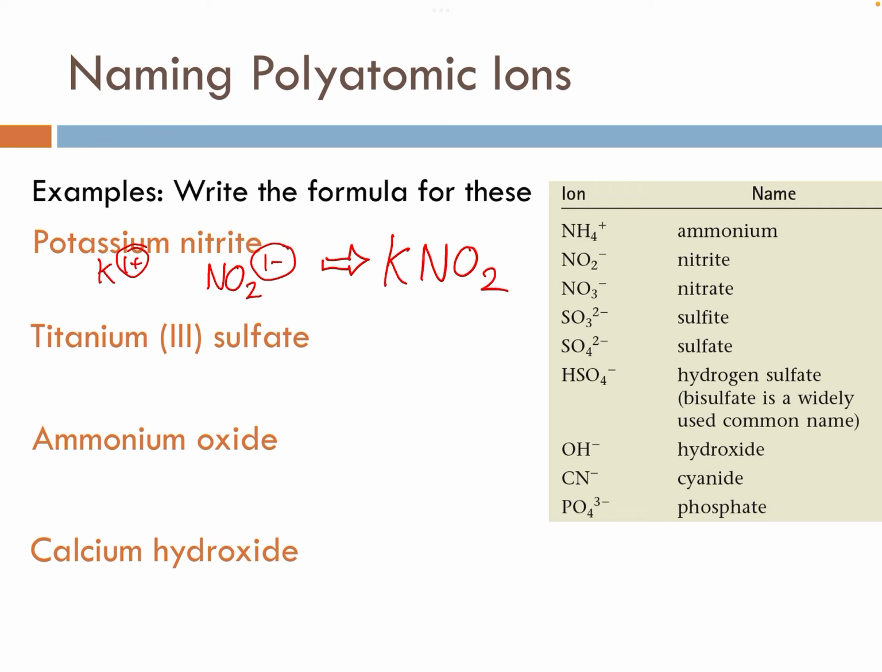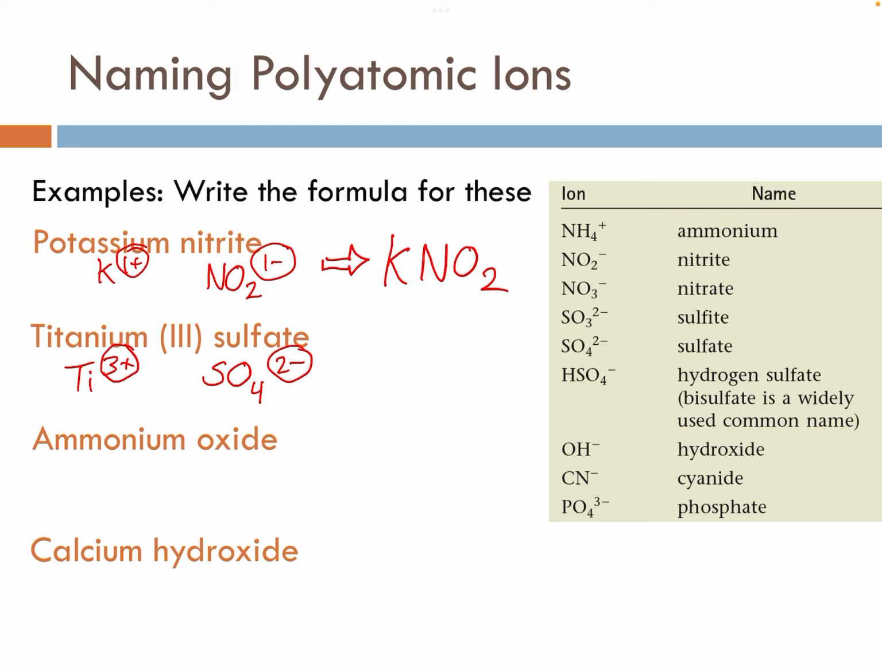Here things get a little bit more complicated. So I have titanium, and I'm told this is titanium 3. So it has a +3 charge. It's going to be bonded to a sulfate. Sulfate is SO4, and it has a 2 negative charge. So titanium wants to get rid of 3 electrons.